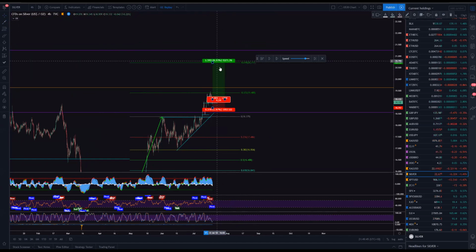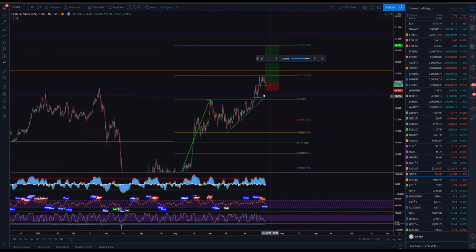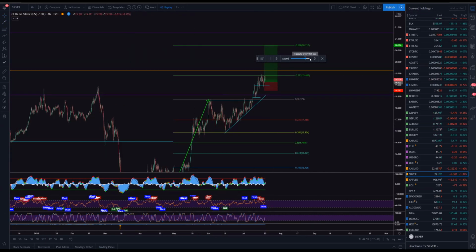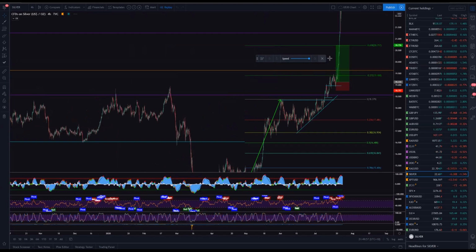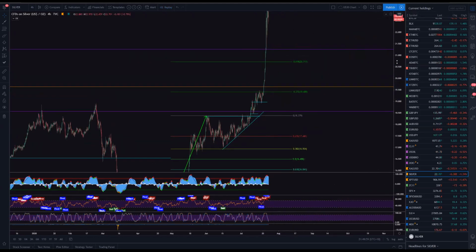So 4.24, 8% to the upside, 2% to the downside. That's the sort of trade that I'd be pretty happy with. And then we all know silver ends up absolutely launching, so that would have been a nice little trade.